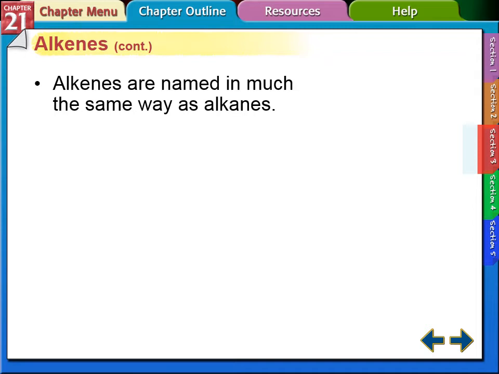Naming of alkenes is very similar to the way alkanes are named, but instead of having -ane as its suffix, alkenes usually end with -ene. So we have ethene, propene, butene, pentene, hexene, and so on and so forth.